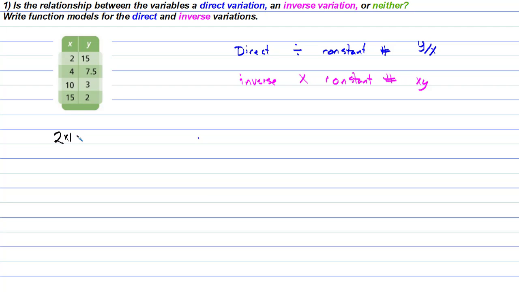So 2 times 15 is 30. 10 times 3 is 30. 15 times 2 is 30. And 4 times 7.5, if you actually do the math for that, is going to equal 30 as well. So if they're all multiplying to equal that same number, this is an inverse variation, because that's a constant setup there. I'm going to go ahead and copy this so we have it for the next page.